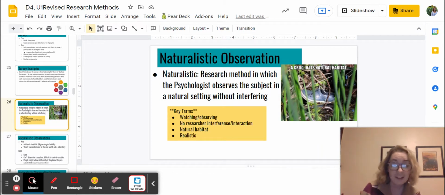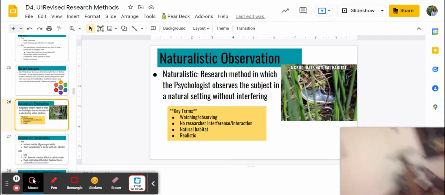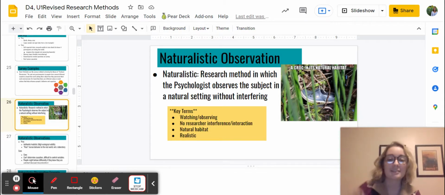Okay. So naturalistic observation. This is one that I said is kind of like the nature documentaries. Like we're watching the kitty in her natural habitat here. Right, so it's a research method in which the psychologist observes the subject in their natural setting without interfering. That's the key thing here, that they're observing them, but they're not interacting, they're not interviewing them, they are just watching them do their thing. So key terms: watching, observing, no interference or interaction, natural habitat.